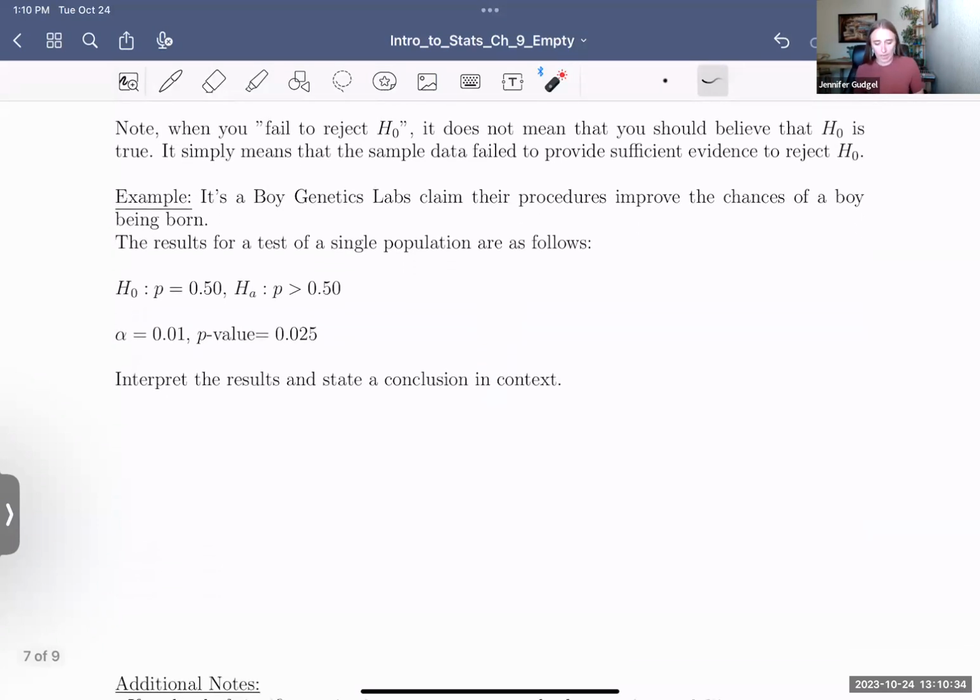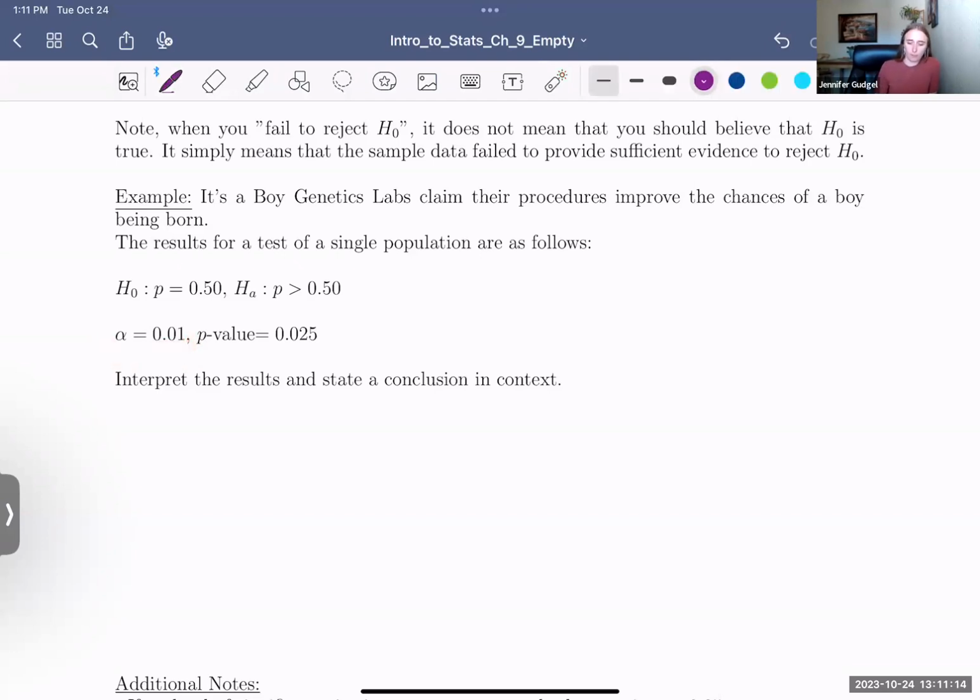Let's go ahead and look at this first example. We're not calculating the p-value here. It's already going to be given to us, but we're talking about an It's a Boy genetics lab claiming their procedure improves the chances of having a boy. So they're trying to show, hey, the proportion is more than 50%, where it's pretty well known that the proportion of having a boy or girl is exactly 50%. A 50-50 chance. All right, let's say we do run this test. We get the p-value of 0.025, and we're running it at a 99% confidence level, or we have a level of significance of 1%.